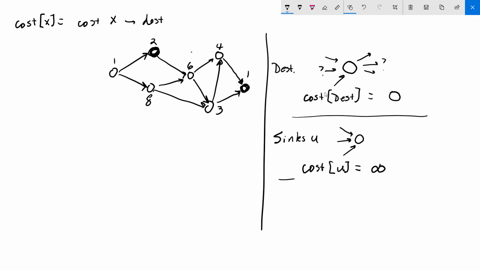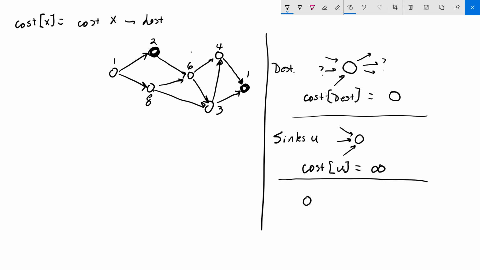All right, so we've solved two special cases. We know the cost of a destination. The cost of the destination is zero. The cost for any sink other than possibly the destination is infinity. So all that's left is sort of a picture.